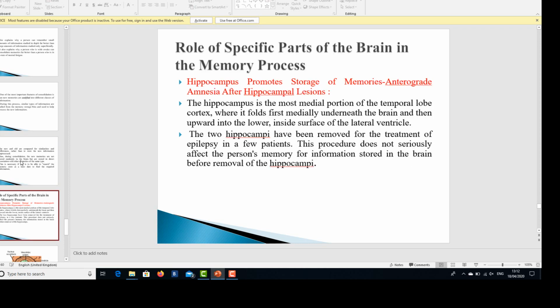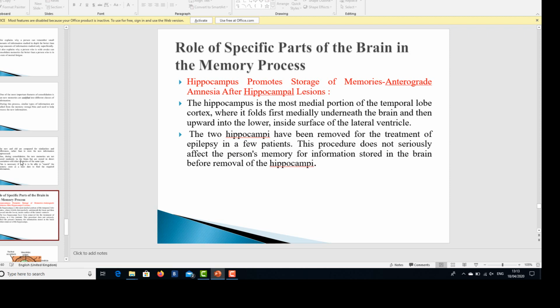Now, there is the role of specific parts of the brain in the memory process. Hippocampus promotes the storage of memories. Anterograde amnesia after hippocampal lesions. The hippocampus is the most medial portion of the temporal lobe cortex, where it folds first medially underneath the brain and then upward into the lower inside surface of the lateral ventricle.